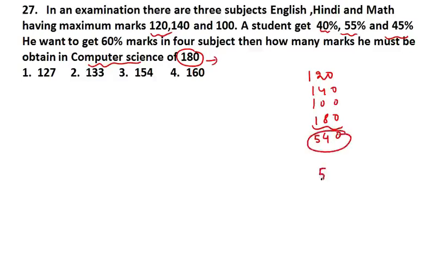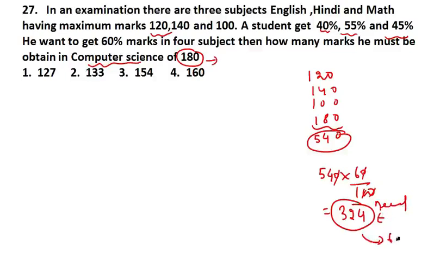Now 540 is your full mark, and you need to get overall 60%. The zero and zero get cancelled. So how many marks does he need? He needs 324. This much mark he needs. Now see how much you have already scored. Just mention here: this much mark is needed to get 60%. Okay, now this point is clear.